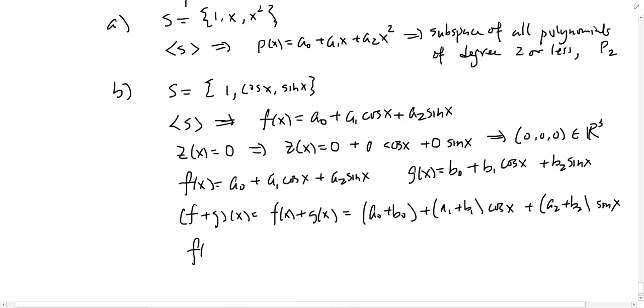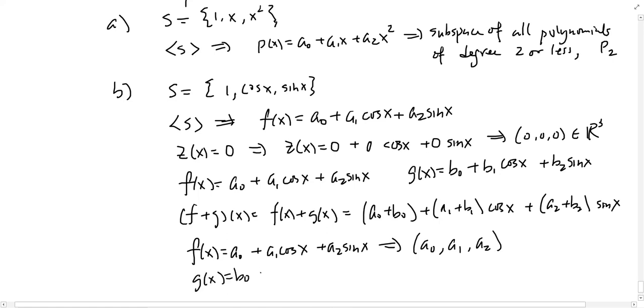If you look at f of x, which is a sub 0 plus a1 cosine x plus a2 sine x, if I know I'm forming a span using 1, cosine x, sine x, then the only thing that's actually important to me is just these three numbers, provided I know what span I'm using. And then the function g of x is nothing more than this.